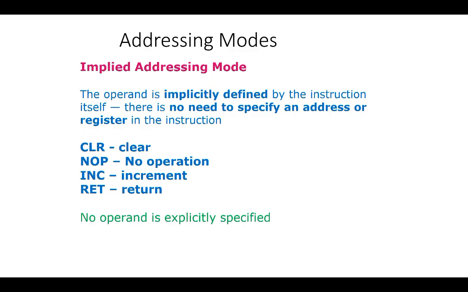The next addressing mode is the implied addressing mode, which is the last addressing mode in this topic. Before, we explicitly defined where the effective address is placed, either in the register or in the main memory. But here the operand is implicitly defined by the instruction itself, which means there is no need to specify an address or register in the instruction. Instructions such as clear, no operation, increment and return don't need any operands to be explicitly specified. So thank you.